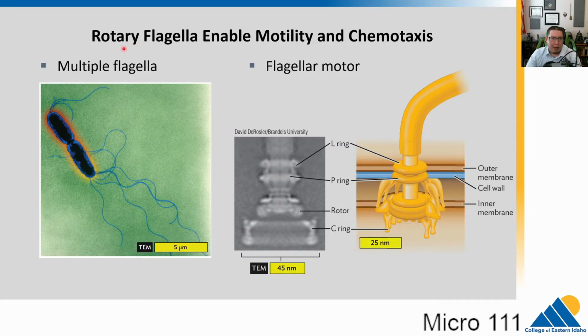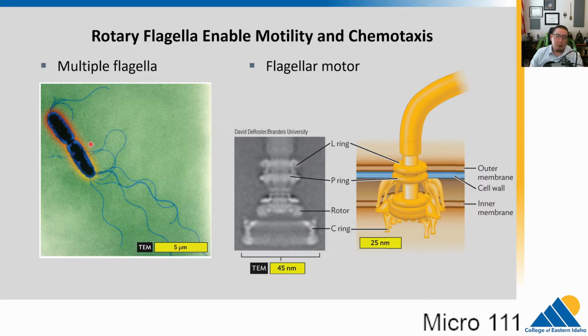Bacteria have evolved what we call a rotary flagella, which spins in a corkscrew manner, acting a bit like a propeller to enable motility, and this process called chemotaxis, which I'll define in the next slide. Some bacteria have multiple flagellae, some only have one.